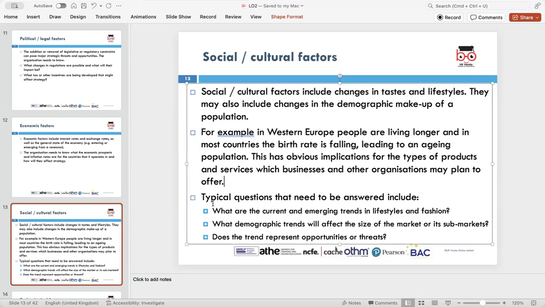These are some of the typical questions that need to be answered, such as what are the current and emerging trends in fashion and layered items. In what ways will the size of the market or its sub markets be impacted by the demographic trends that are currently occurring? It is important to consider whether the trend presents opportunities or hazards.